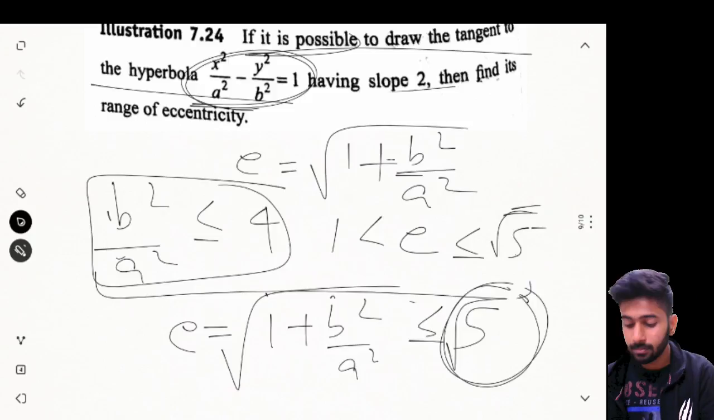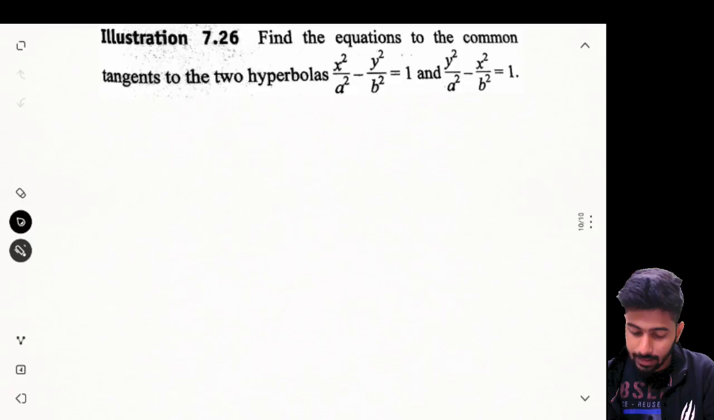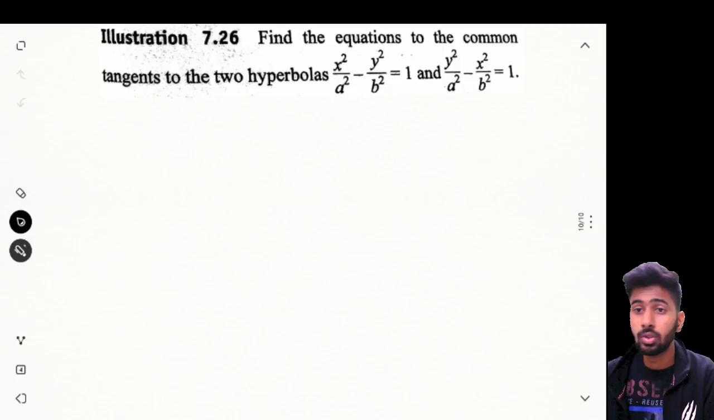Let's move on to the last problem of the day, which is: you have to find the equations of the common tangents to these two hyperbolas.